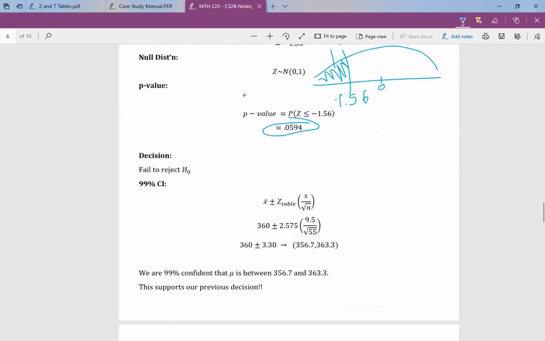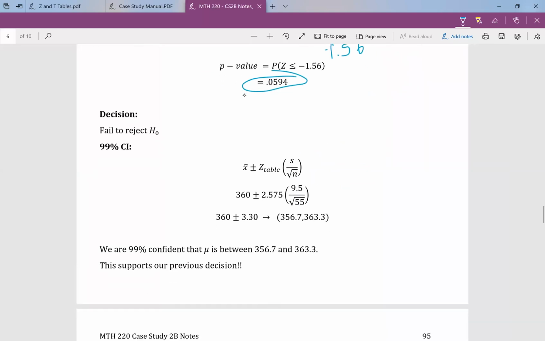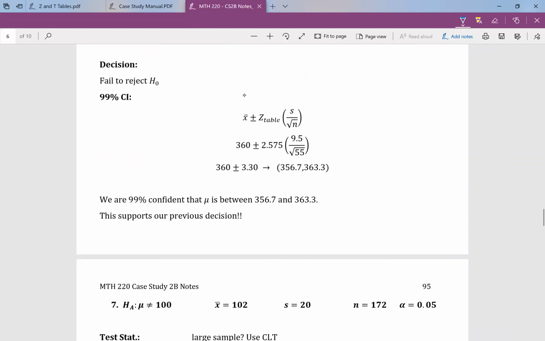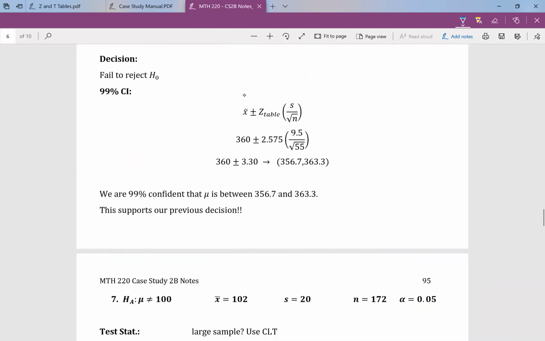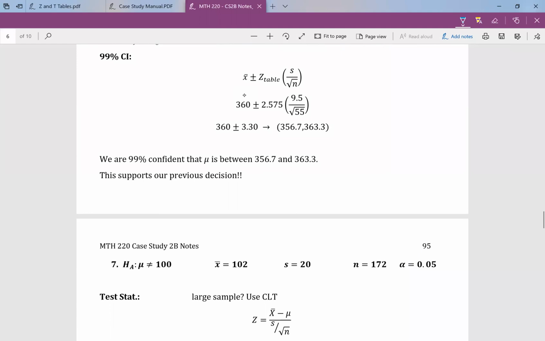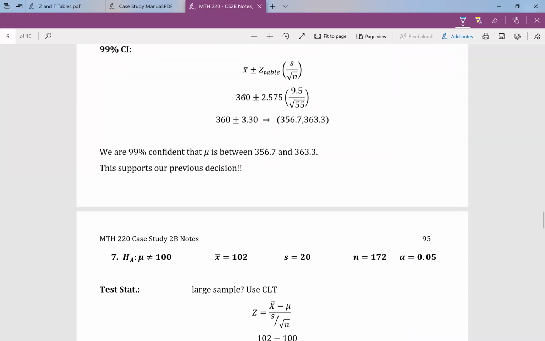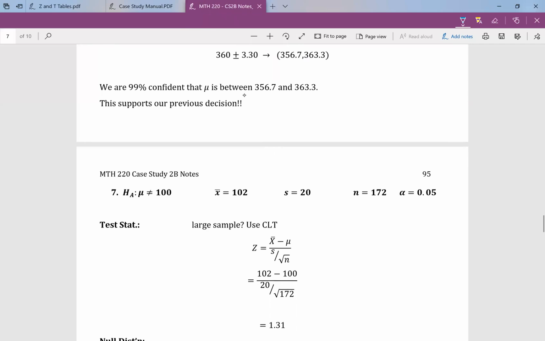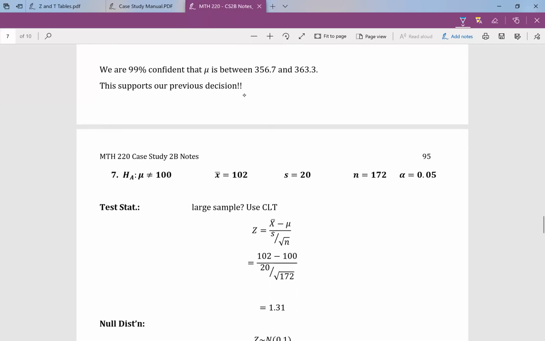I'm gonna zoom in a little bit. Okay, this is the last problem that is similar to the previous ones, I guess I should say. All right, we're going to start with our test statistic. Do we have a large sample? Yes, our sample size is 172. So let's use the central limit theorem. Okay, again, please pause here, practice calculating these. We get a test statistic of 1.31.